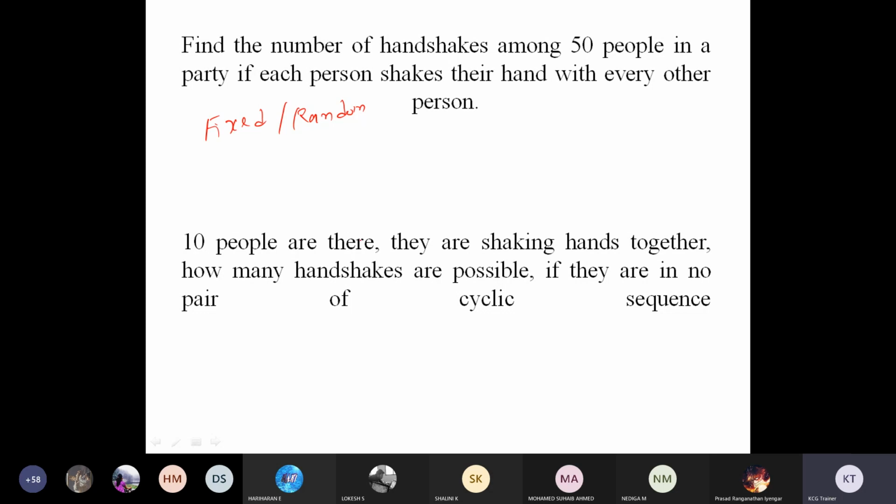So in fixed, the number of handshakes will be n handshakes for n people. If there are 10 people, 10 handshakes. But for random, the number of handshakes will be NC2. N depends on the number of people. Find the number of handshakes among 50 people in a party if each person shakes hands with every other person. What is the answer for this?